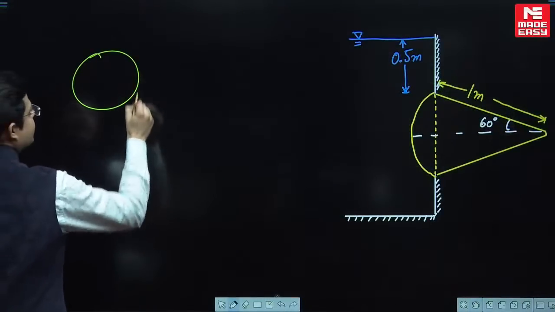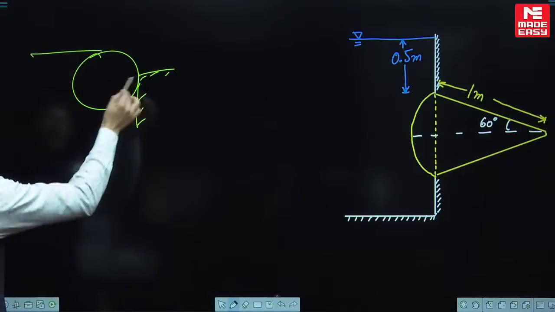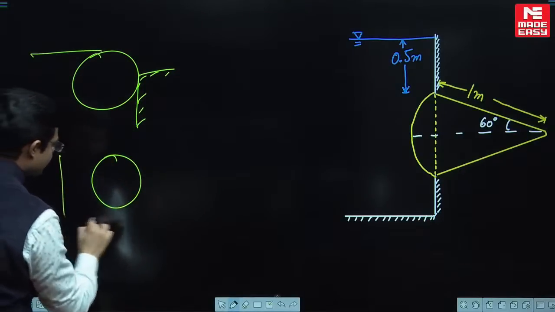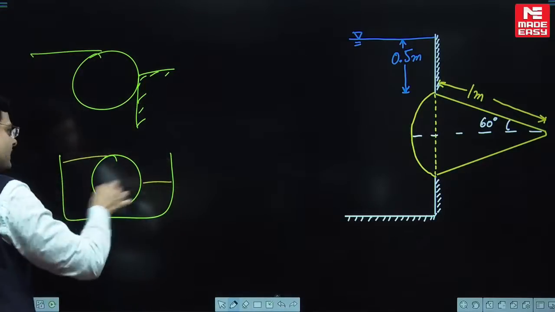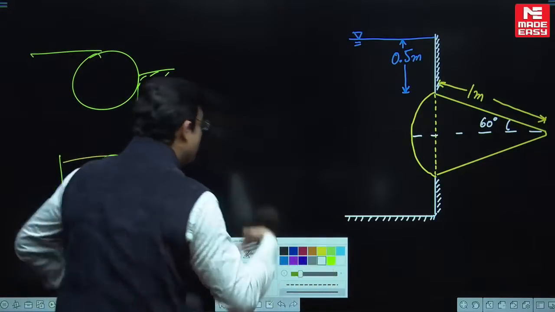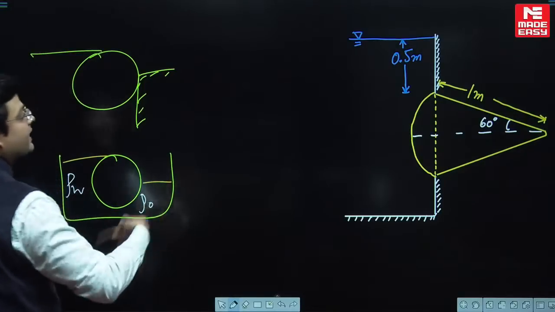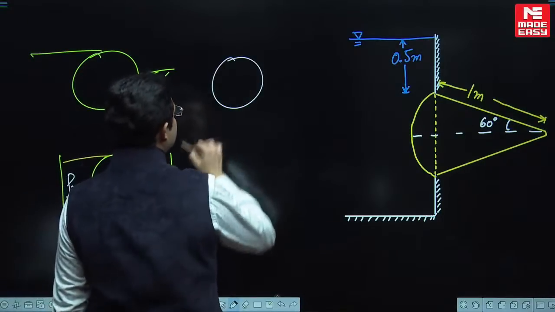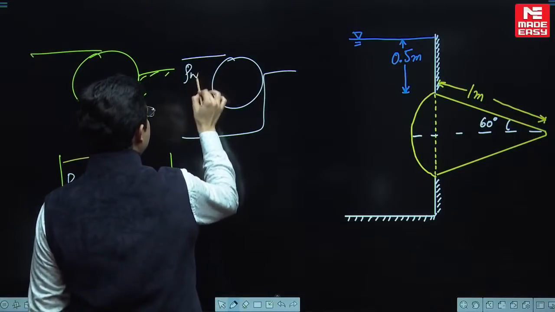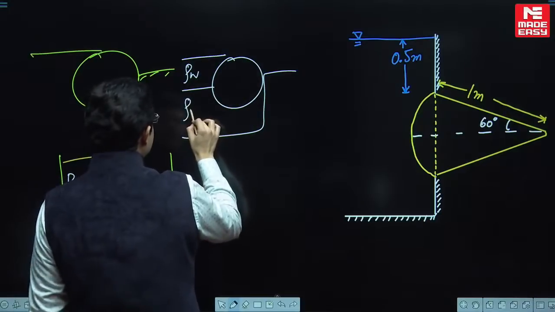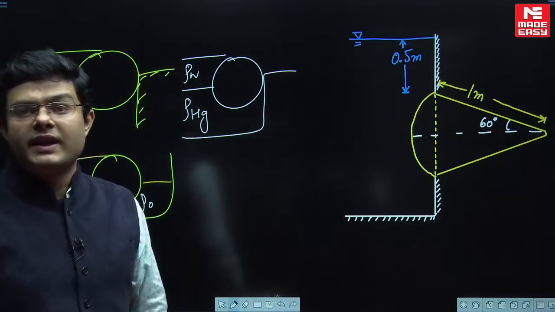This is some cylinder, this is some surface, and some fluid is there. You need to find the force over the cylinder. This is some container, and this is some fluid. Find the resultant force over this cylinder. I have multiple fluids. Here some other fluid is there, here some other fluid is there. How to find out the force? If this is some cylinder and it is submerged in, let us say, multiple fluids, water and let us say mercury or something like that, find the resultant force over this cylinder.